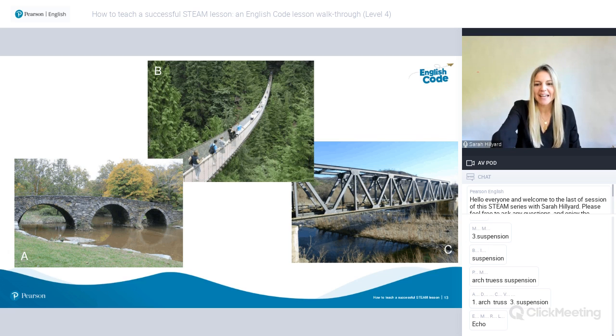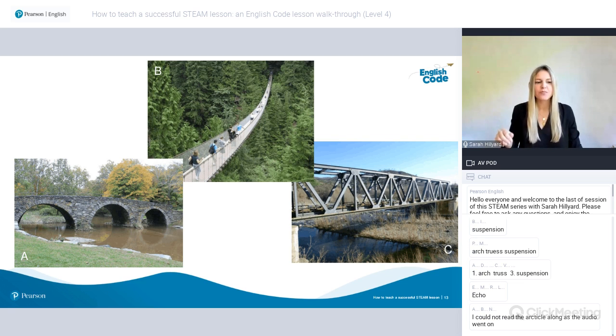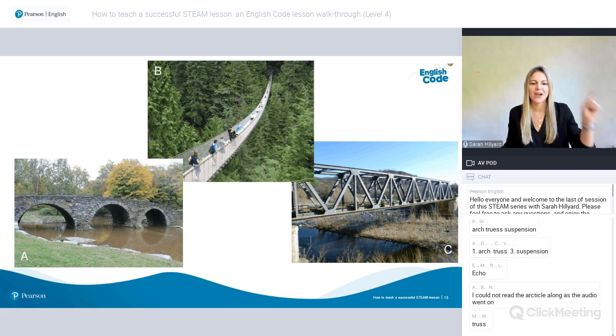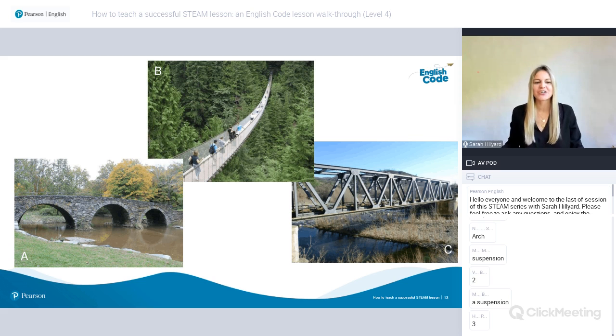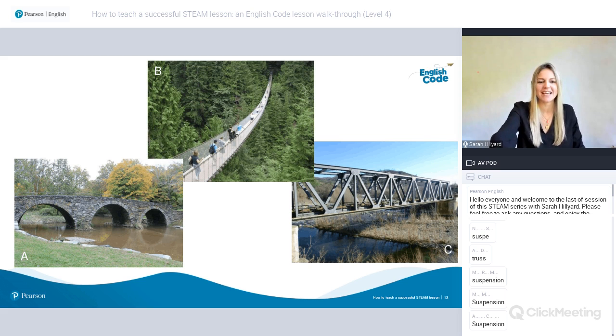Good. Now look, what type of bridge is A? Let's see if you've learned from that audio track. What type of bridge is A in these pictures here? An arch bridge. What type of bridge is B? A suspension bridge. Good. And what type of bridge is C? A truss bridge. B was a suspension bridge, C is a truss bridge. Well done. So you've learned a lot about bridges, haven't you?